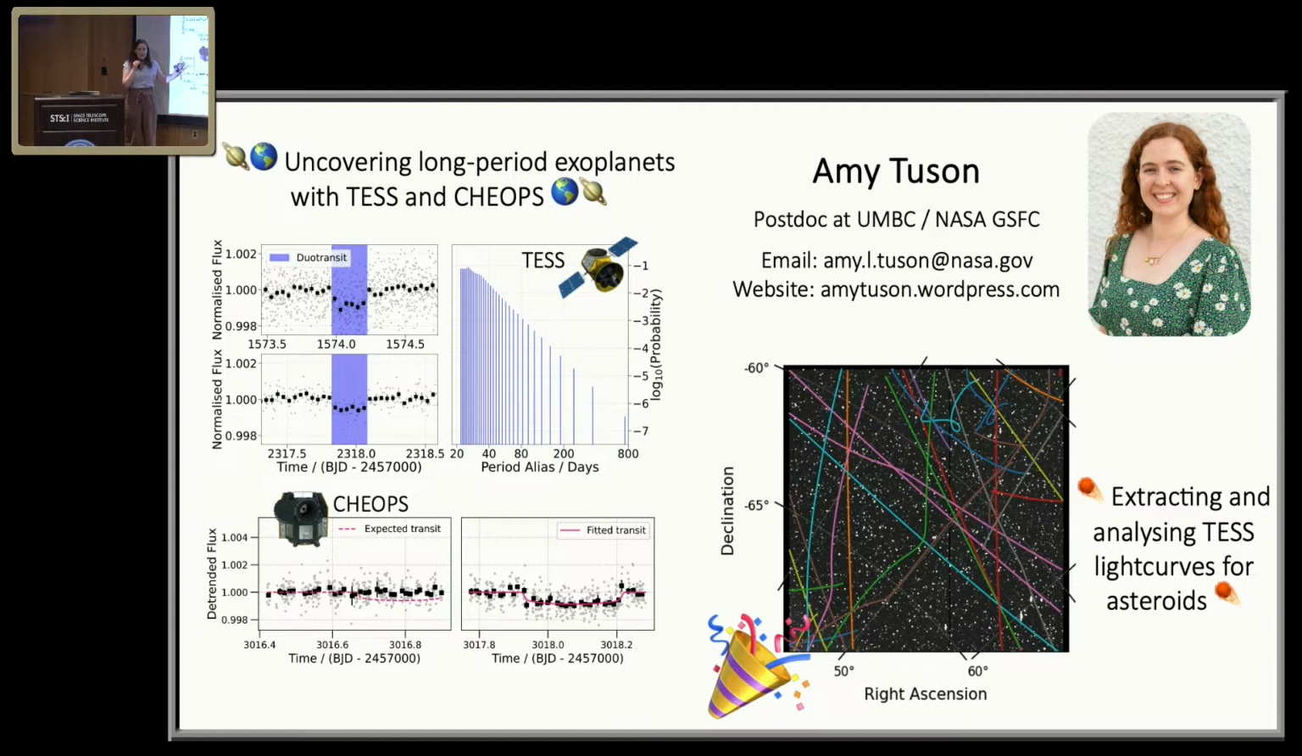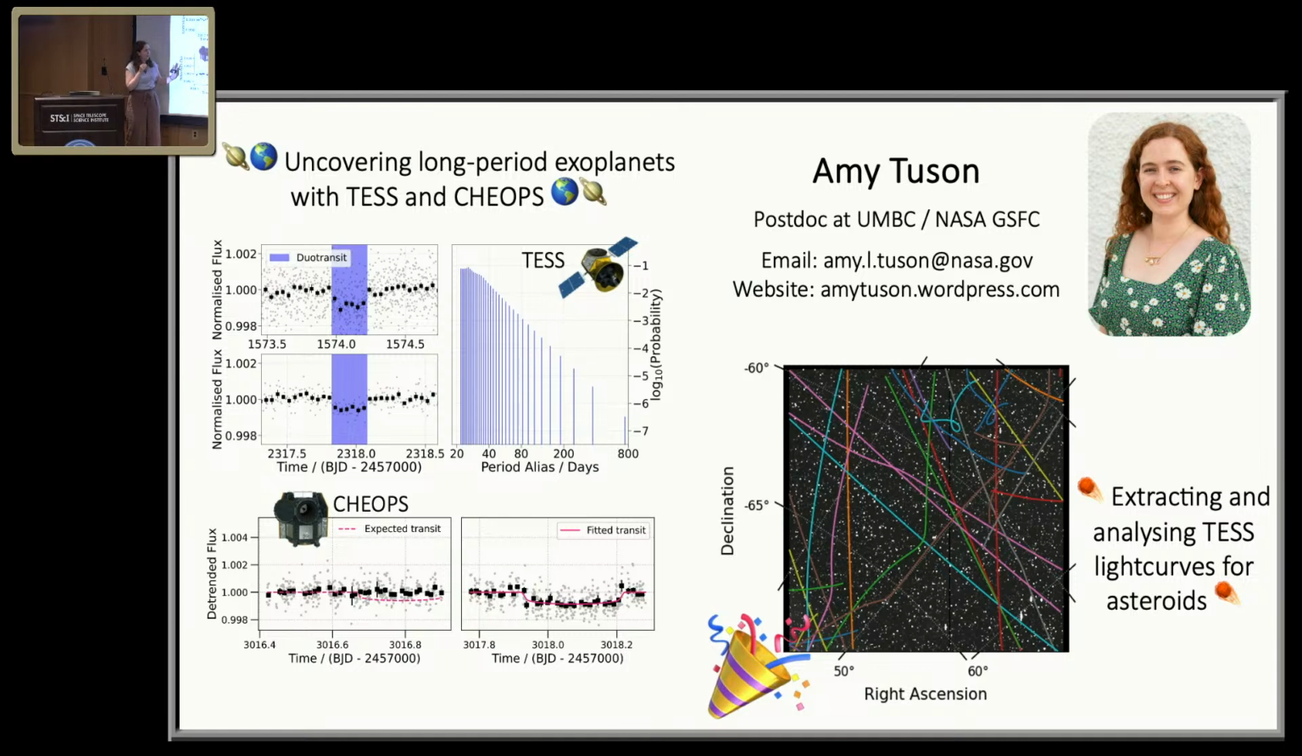Now, in my new position, I'm really excited to start working on extracting and analyzing TESS light curves for asteroids. For this work, I'll be working with the TESS full-frame images, developing a pipeline to extract their light curves, and then analyzing them to get properties like their rotation periods.